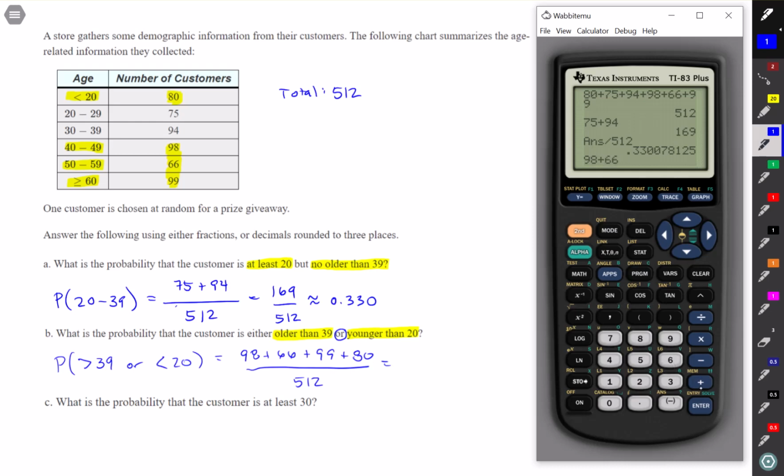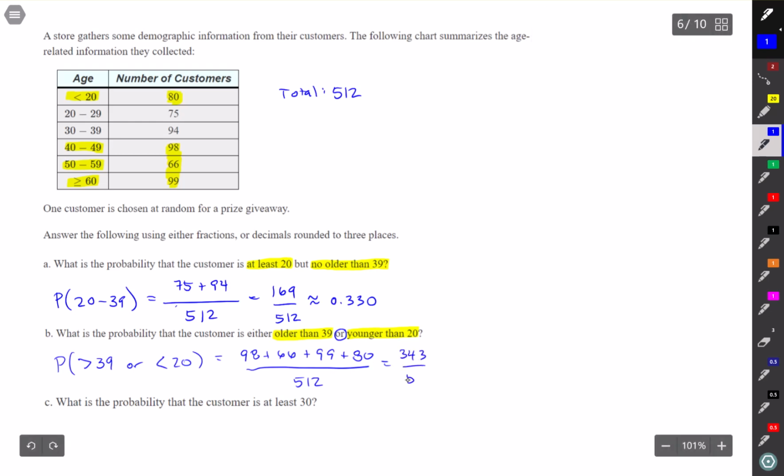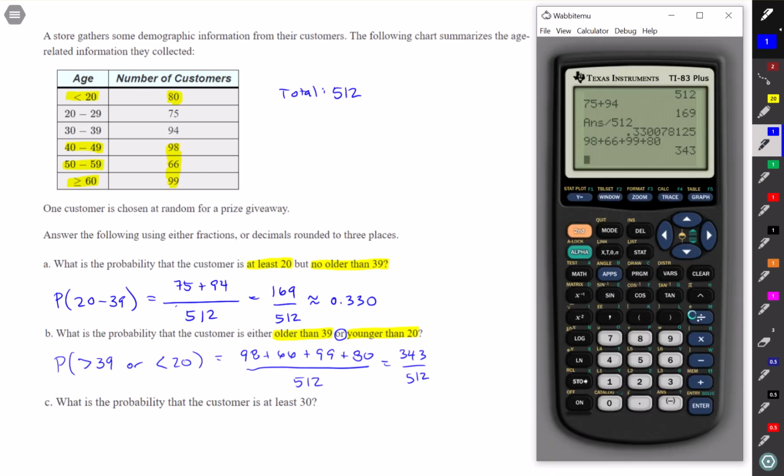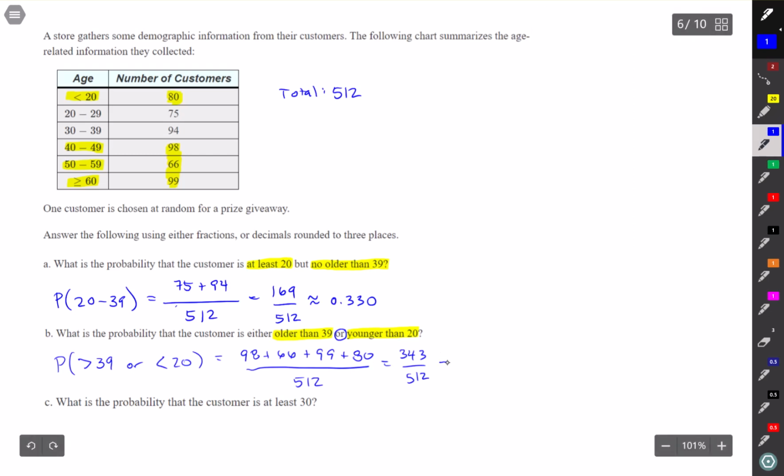98, 66, 99, and 80. So that's 343. So 343 over 512 is a perfectly fine answer. Or you can change it into a decimal. Make sure you round properly to 3 decimals. So the 9 here in the 4th place would bring this 9 up, which would bring this 6 up. So this would be 0.670. And I guess if I'm being precise there, I should make that an approximation.